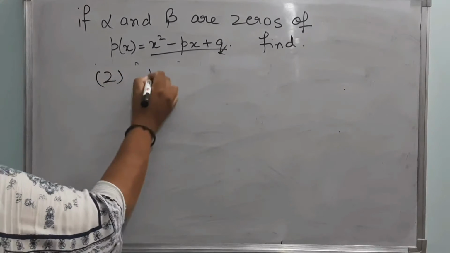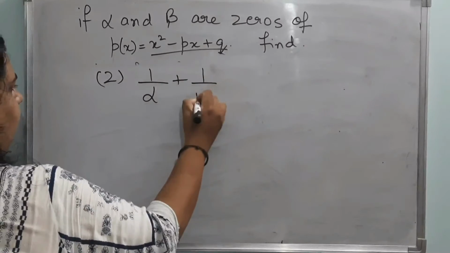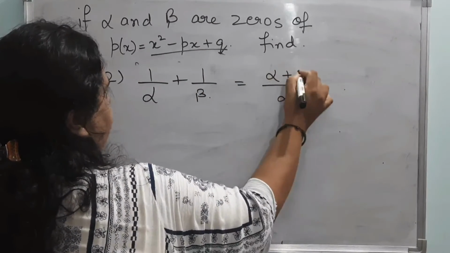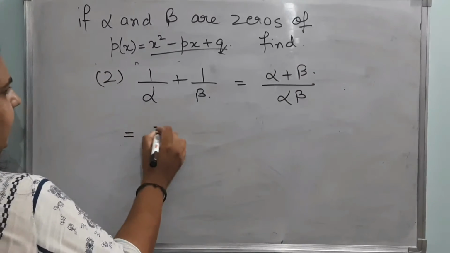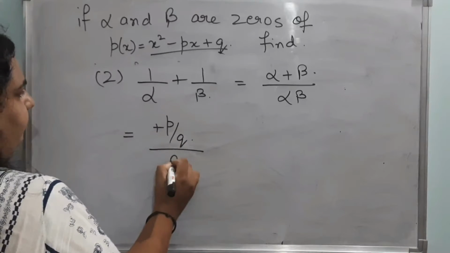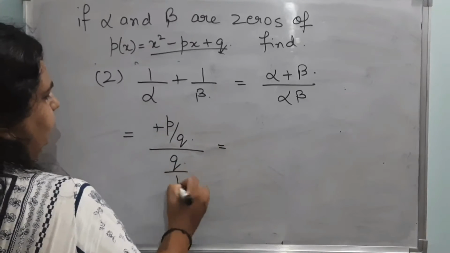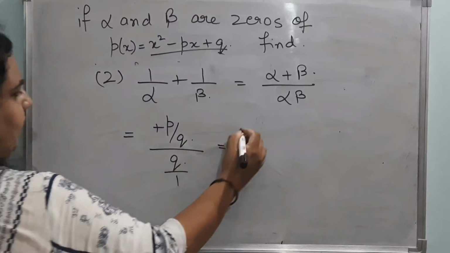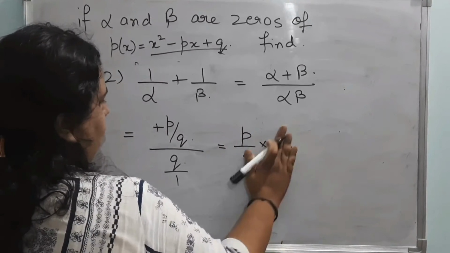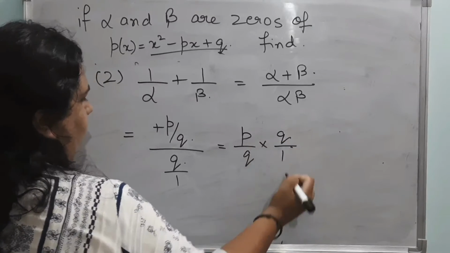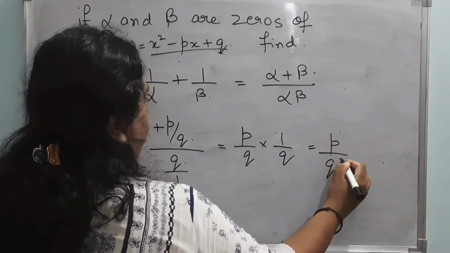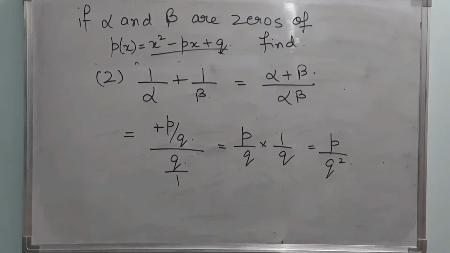Second, suppose 1 on alpha plus 1 on beta. So alpha beta is your LCM and you get alpha beta. So alpha plus beta is minus p on q and alpha beta is q. So this will be minus p on q into 1 on q. So this will be minus p on q square. So this is your answer.